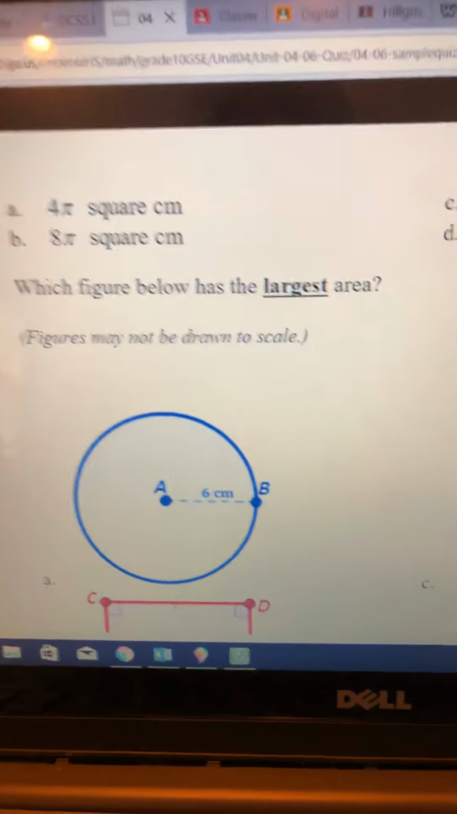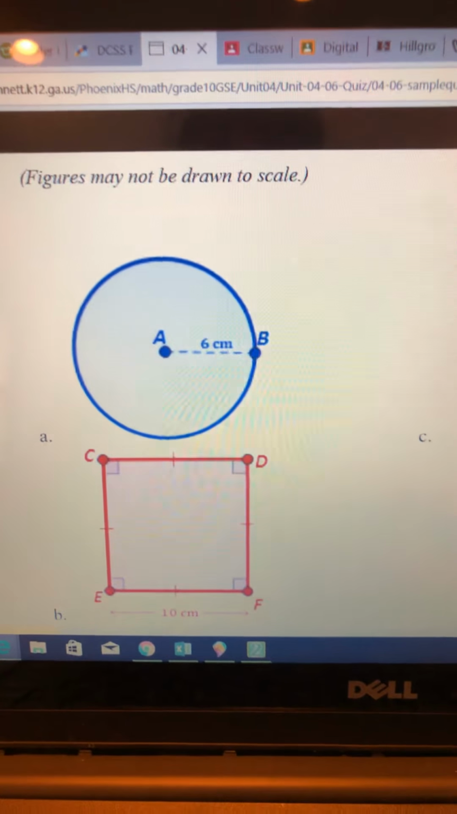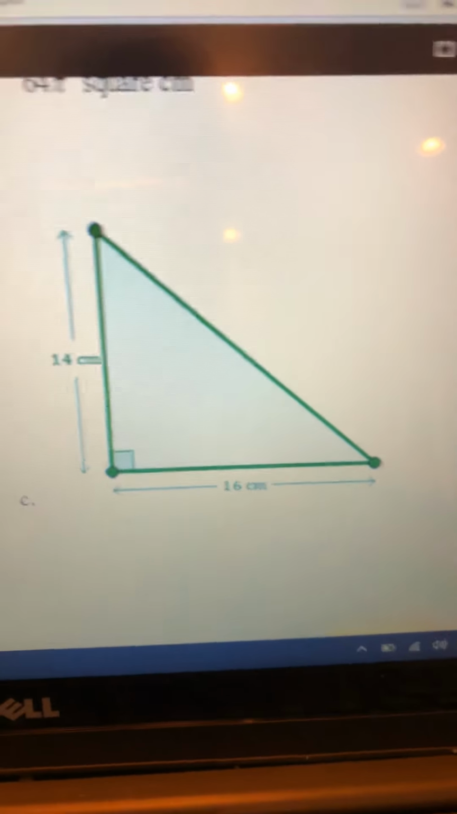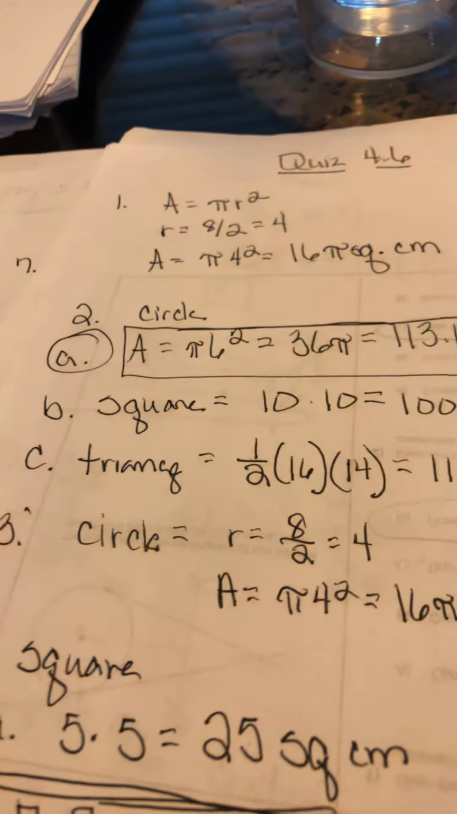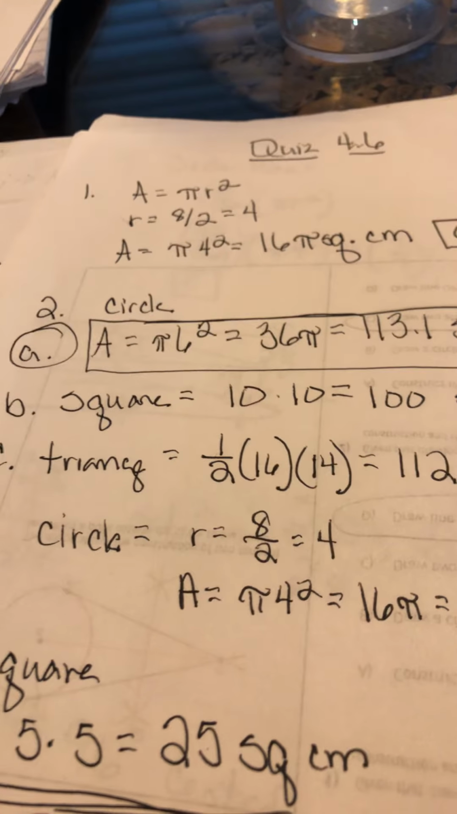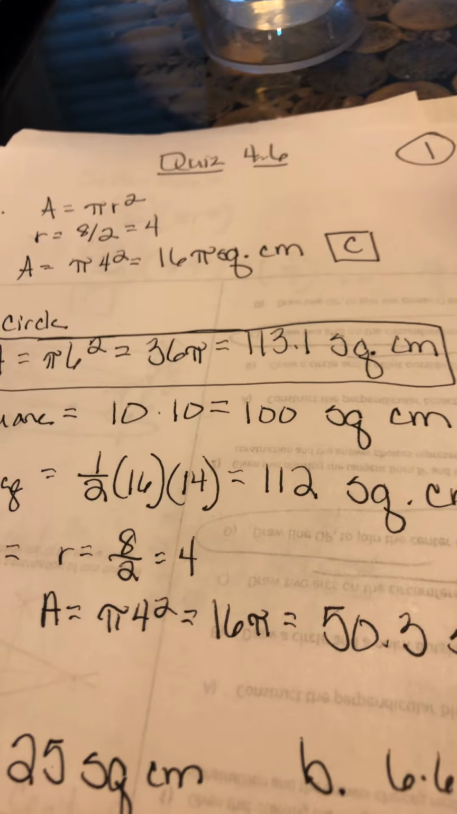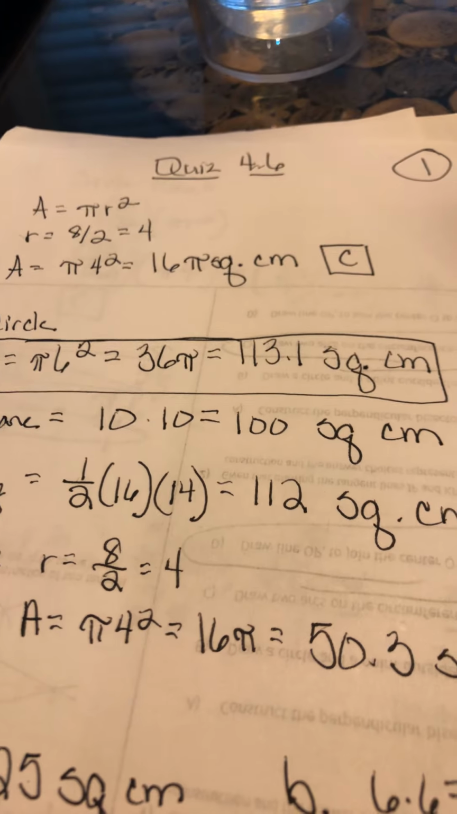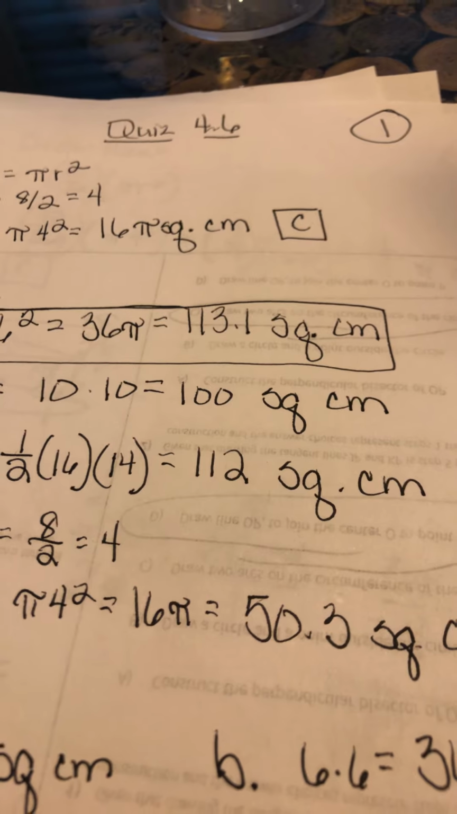Okay, now number 2, it says which figure has the largest area? So as you can see, we have a circle with a radius of 6, we have a square with a side of 10, and then we have a triangle with a height of 14 and a base of 16. So basically what I did is I said, okay, A, which is my circle, and I found the area by saying pi r squared. In this case, our radius was 6, so it'd be pi 36. Of course, in order to be able to determine if it's larger, we do have to work through that pi by just simply typing in 36 times pi in your calculator, and we got 113.1 square centimeters.